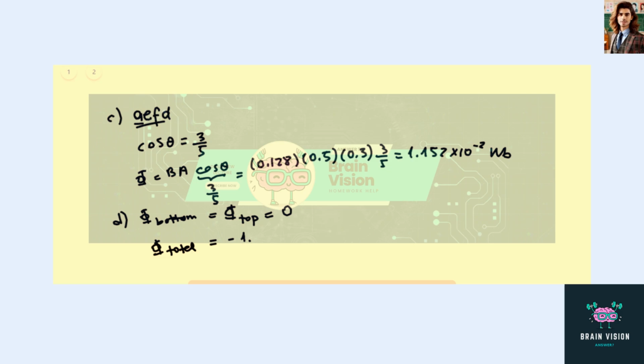remember, the one that we got in part B was -1.152 times 10 to the power of -2 Webers, and then the answer to part C was positive of the same number, so that when we add them to each other, we're going to get 0. So this is, as a rule of thumb, when you have total flux through any closed surface that actually encloses a volume, it has to be 0, right?